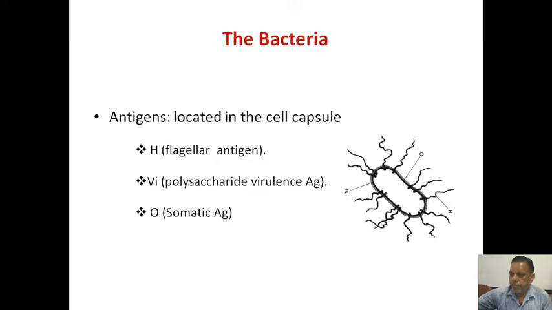It would be important to remember that there are three types of antigens, namely the H, the flagellar antigen, the polysaccharide antigen, and the O, the somatic antigen. Now the H and the O are also used during the Vidal test, so it would be important to remember this when we discuss the Vidal test subsequently.